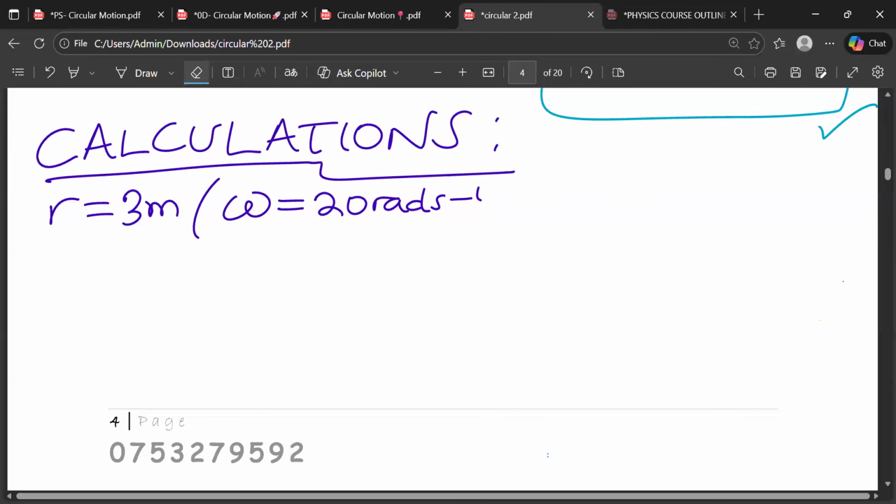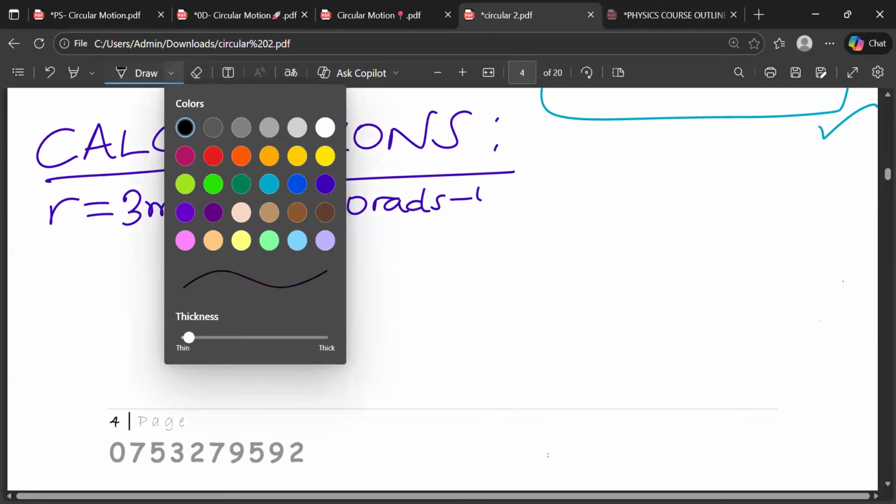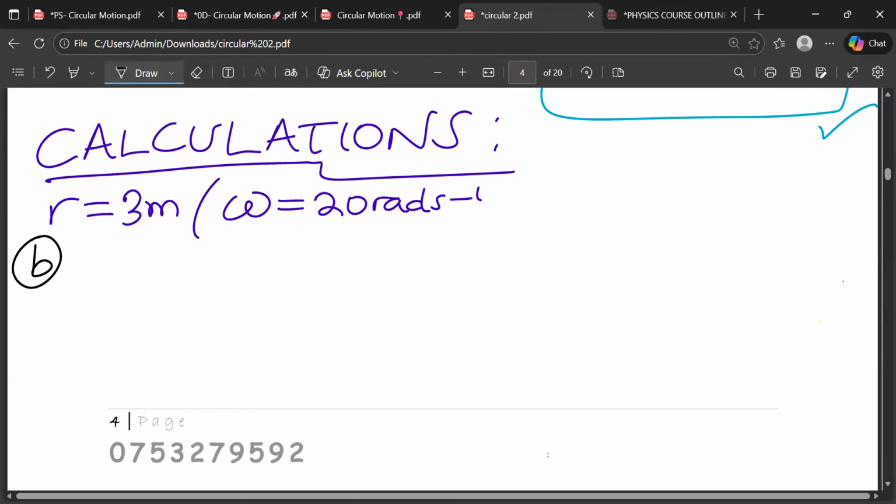Then they want the linear speed. It's always better you first find out what exactly they want for each case, so that you don't calculate an earlier part when you're not aware. So Roman 1, they want you to get the linear speed. So linear speed is V.